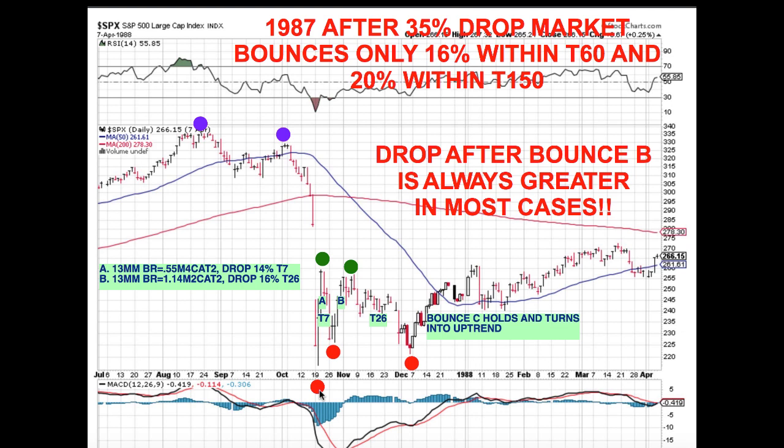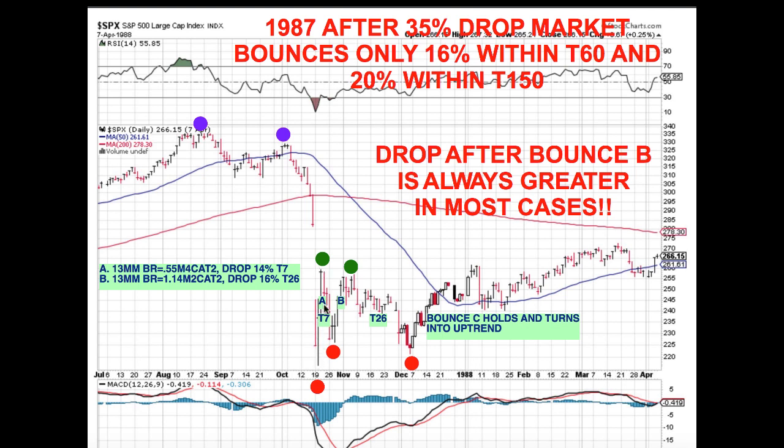So after that 35% drop within that week, the market only bounces 16% within 60 days and 20% within 150 days. So we are already way over and beyond the conditions that were actually taking place in 1987. In 1987, we got the bounces rather quickly. The drop was very severe, very fast, and the bounce came in just as fast.